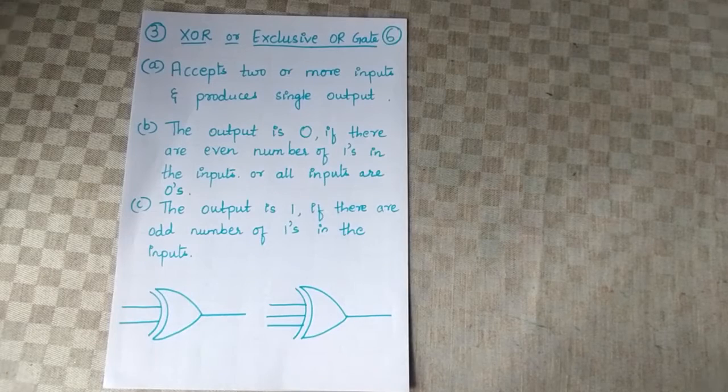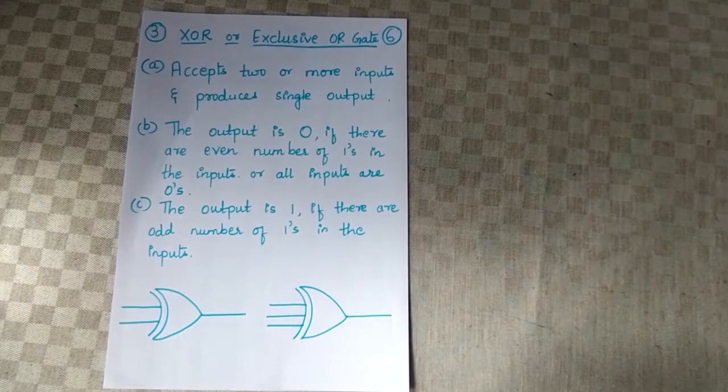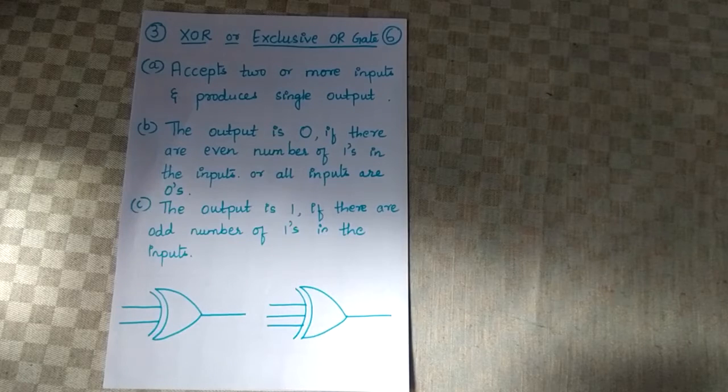How it exactly works is, it is going to produce the output as 0 if an even number of ones are there in the inputs or all the inputs are zeros. The exclusive OR or XOR gate is going to produce the result as 1 if an odd number of ones are there in the inputs. Okay. So how do we draw the logic diagram for the exclusive OR gate?